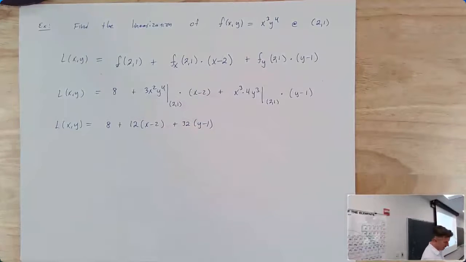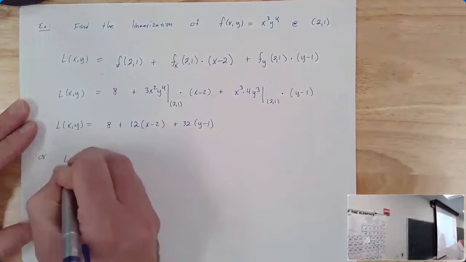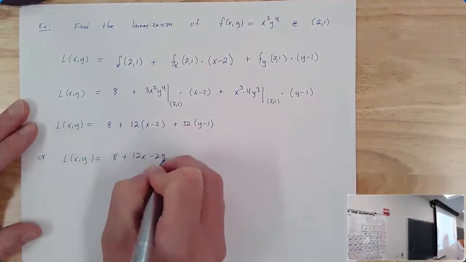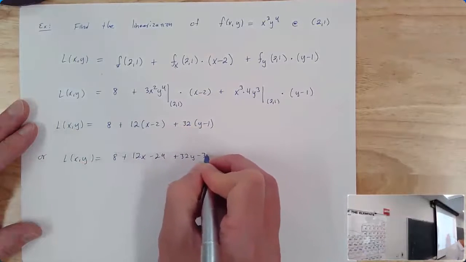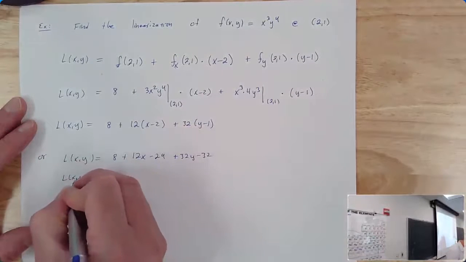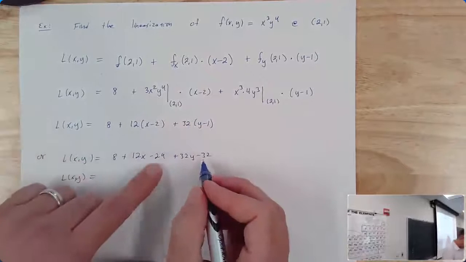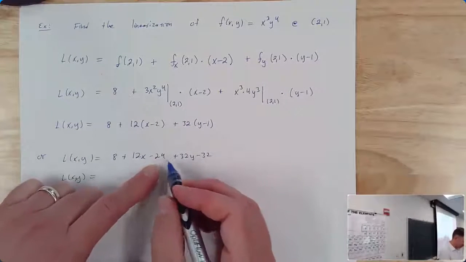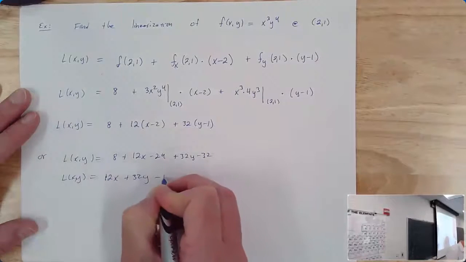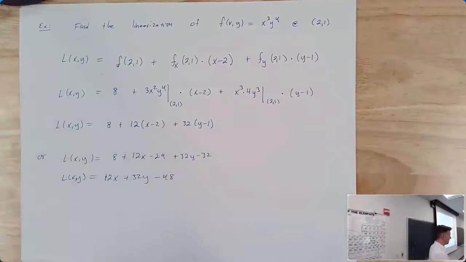So there's your linearization. And as I said before, I don't recommend simplifying this. You totally could, right? You could write it as L of x,y equals 8 plus 12x minus 24 plus 32y minus 32. And then you can simplify it even more: negative 24 minus 32 is negative 56, plus 8 is negative 48. So 12x plus 32y minus 48. Here's why I don't recommend doing this, because of the next question I'm about to ask.